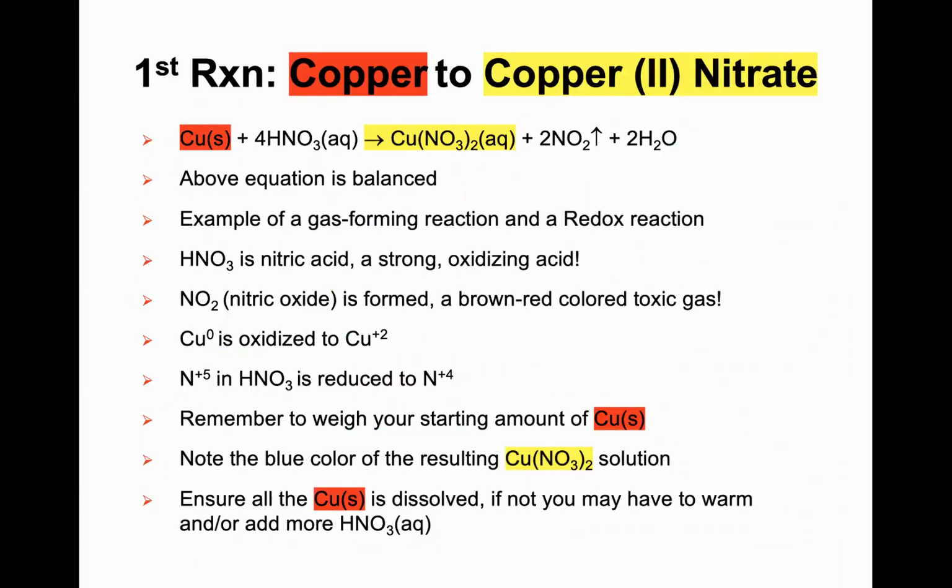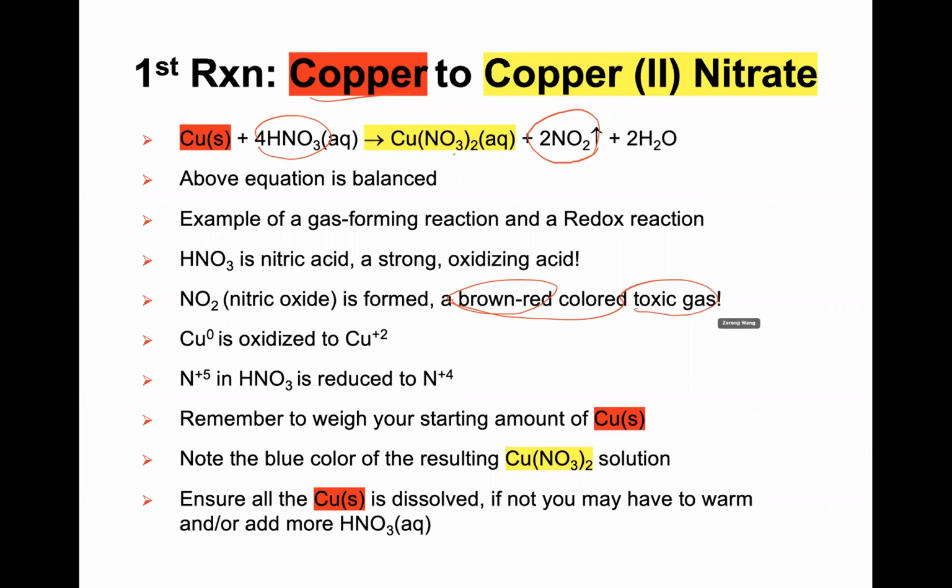The first step reaction is to convert the elemental copper to copper 2 nitrate, or you can call it copper nitrate. In this reaction we treat copper with nitric acid, and it converts to the salt and generates nitrogen dioxide. We call this a gas forming reaction because the gas evolves from the aqueous solution. You can clearly see the color of this gas, a brown red color. Now remember, this is a toxic gas.